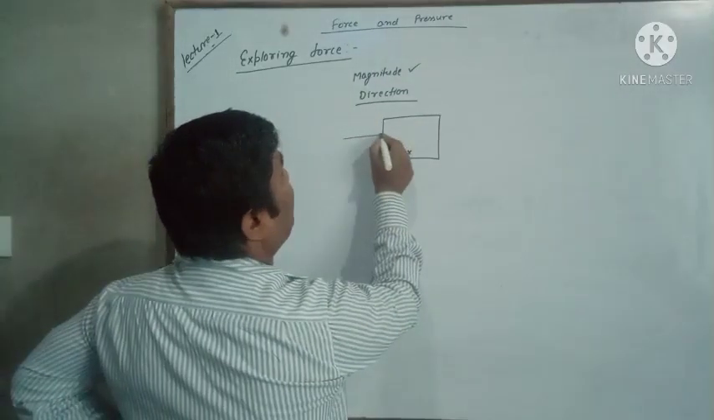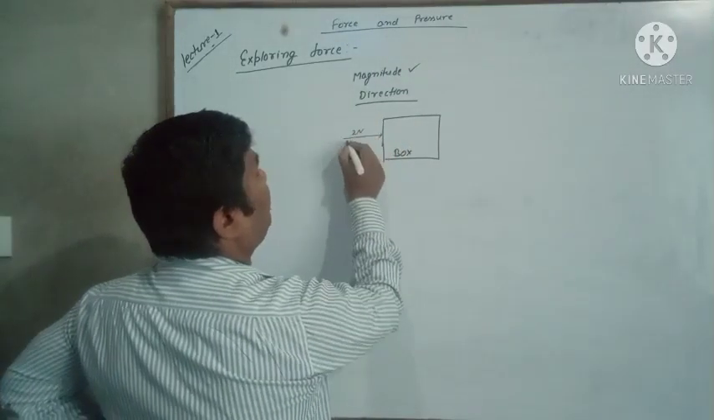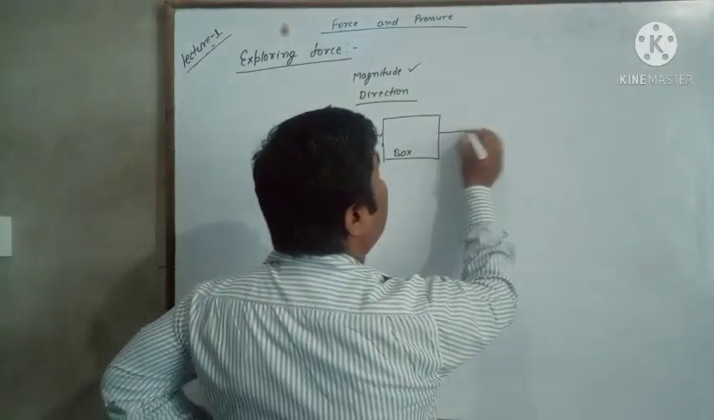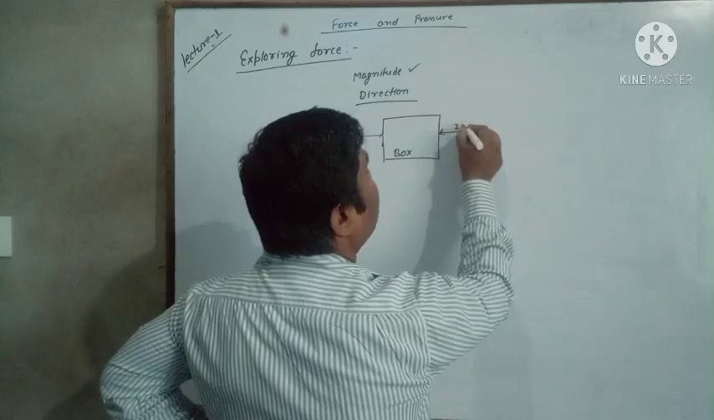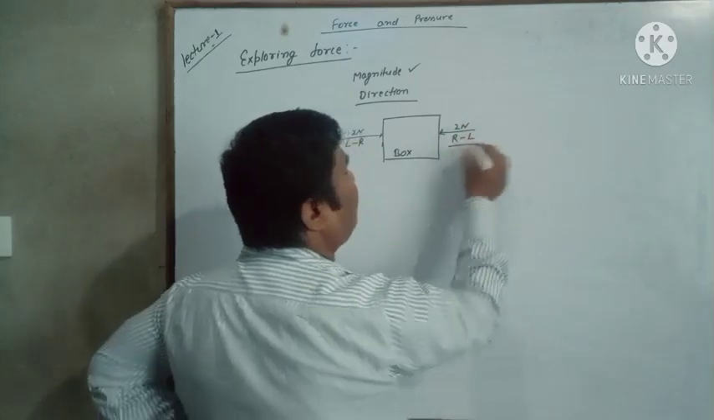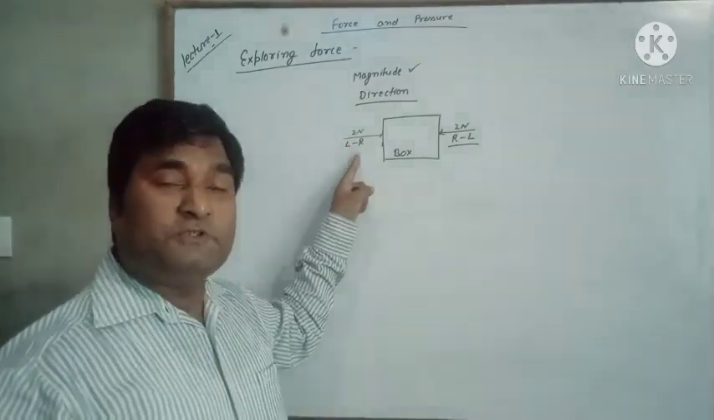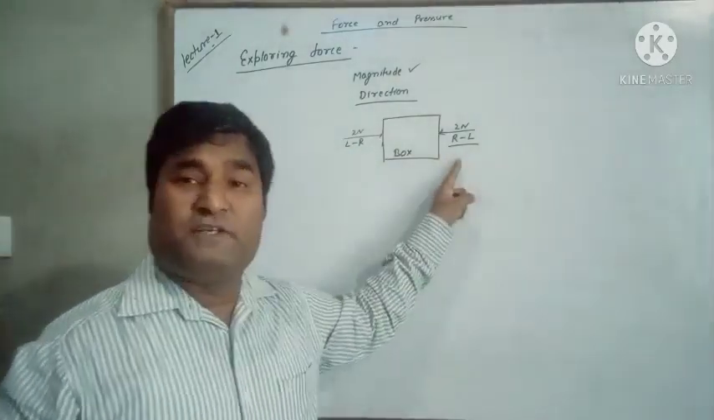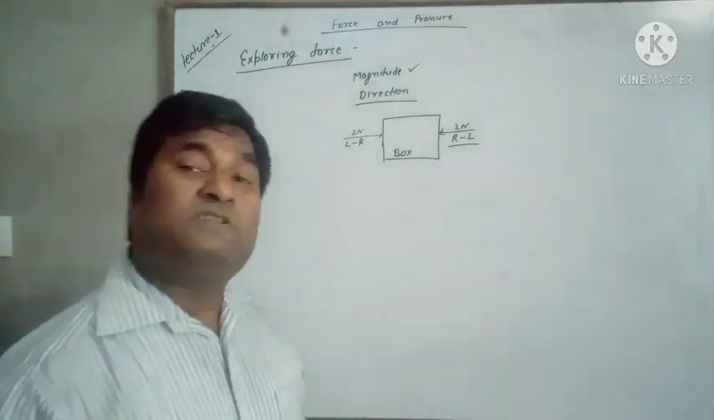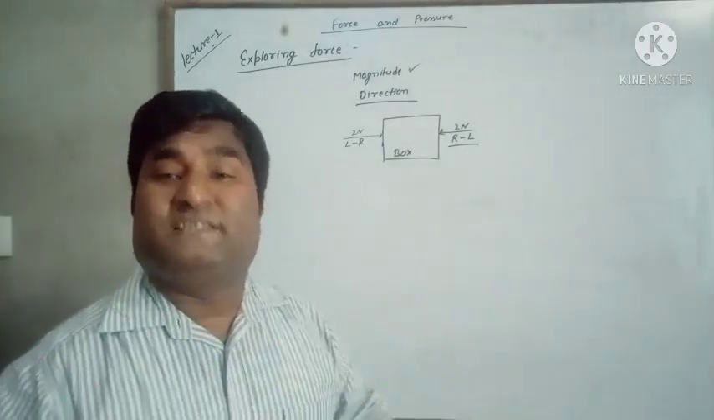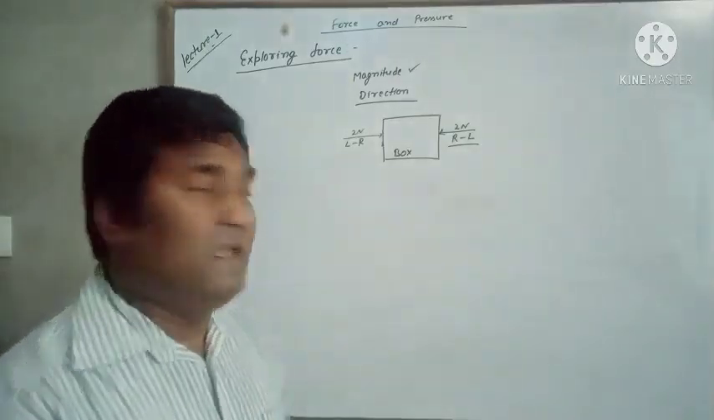Now this time you are applying 2 Newton force from left to right, and your friend is applying a force of 2 Newton from right to left. You both are applying force. You are applying 2 Newton, and your friend is also applying 2 Newton, but the force applied by both of you is opposite to each other.